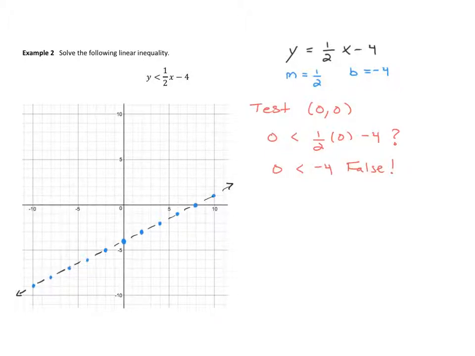That means the inequality is false for this point. In fact, it's going to be false for everything over here. And what this means for us is, well, therefore the answer by default has to be everything down here. So this is the answer. It is this shaded region in the plane.